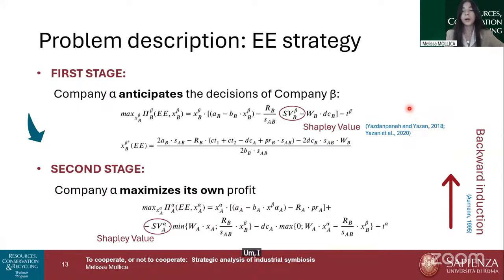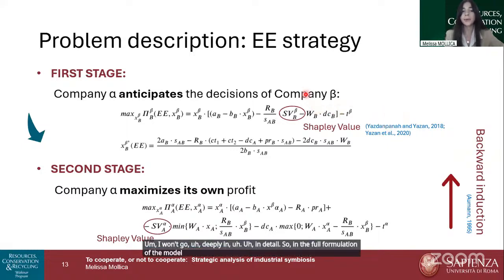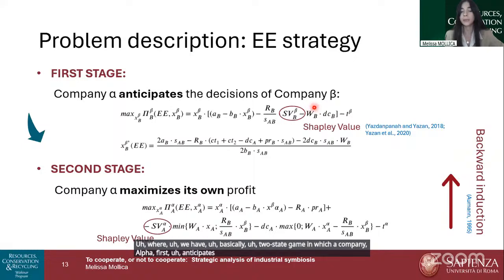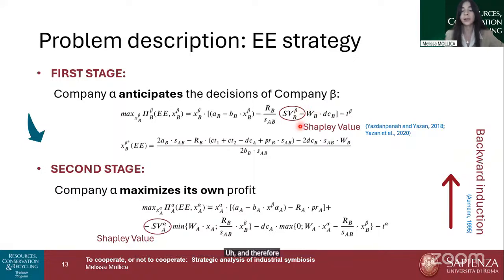I won't go deeply into the full formulation of the model, but I will briefly describe the external exchange strategy, where we have basically a two-stage game in which company Alpha first anticipates the decision of company Beta, and therefore knows the waste demand, and then maximizes its own profit through a backward induction approach.